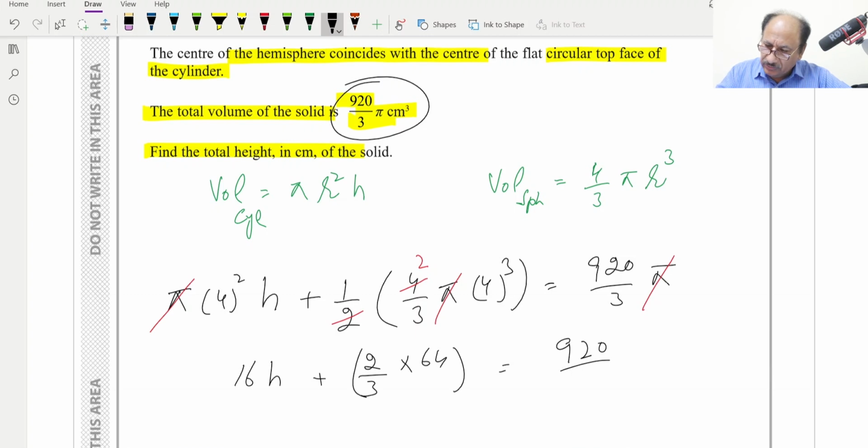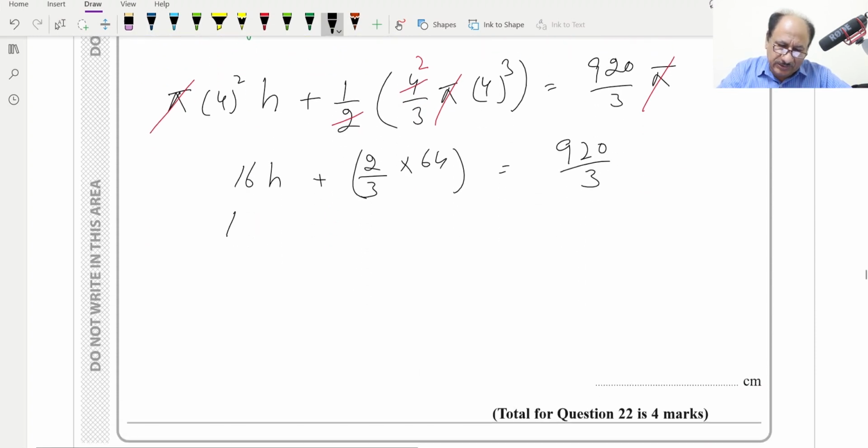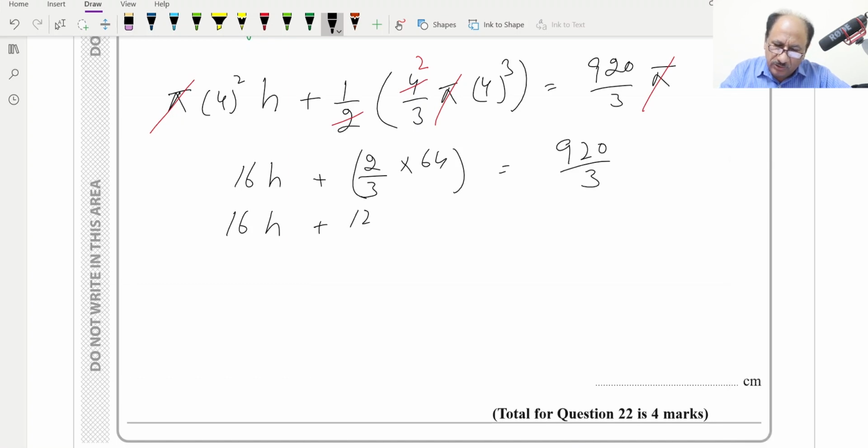920 over 3. And now we can further simplify. This will be 16h, and this will be 64 multiplied by 2, which is equal to 128. So plus 128 over 3 is equal to 920 over 3.